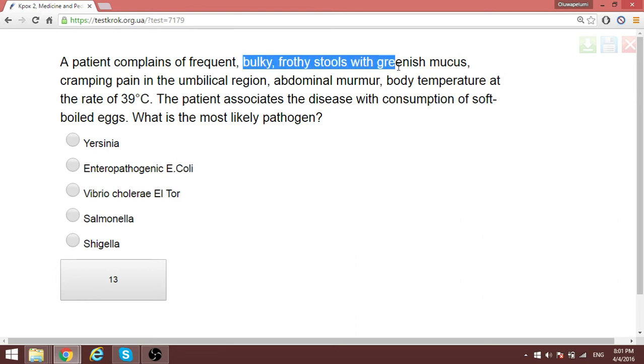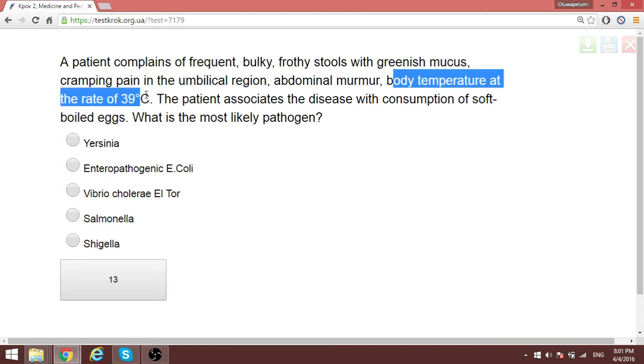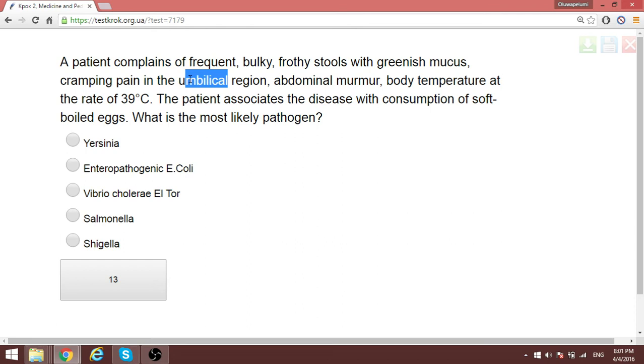Bulky, fruity stool with greenish mucus. Mucus sometimes appears in the feces, together with elevated body temperature and cramping abdominal pain. You are thinking of salmonellosis. However, they are also telling us that the patient consumed soft boiled eggs. I hope I can get some boiled eggs this evening myself, but without salmonella.